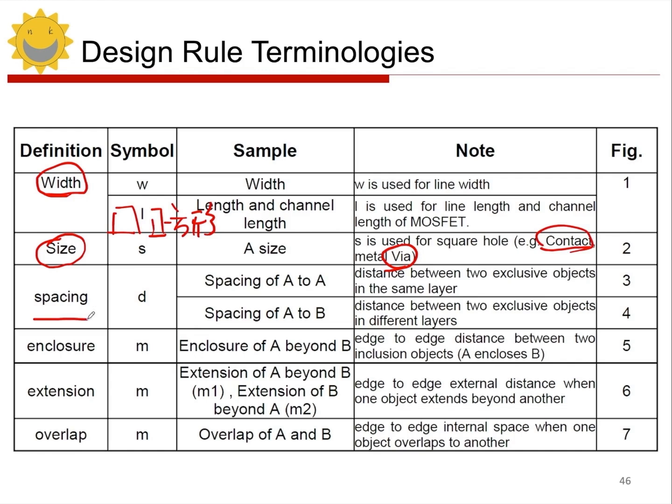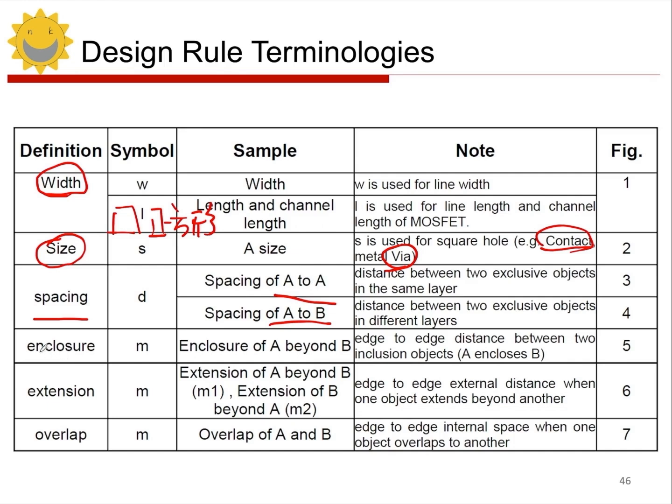For example, enclosure of A beyond B means that A must wrap around B. What does that mean? It means that A is larger and can completely cover B, and the distance between the edges of A and B is what we refer to as enclosure, how much it wraps around. Next is extension. Extension means that the edges of two shapes are such that one shape's edge extends beyond the boundary of the other shape.